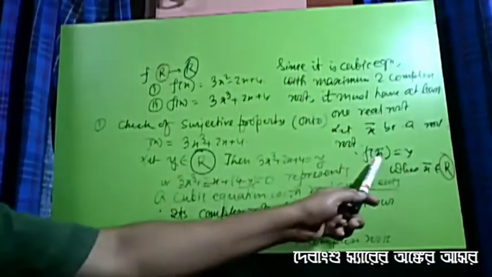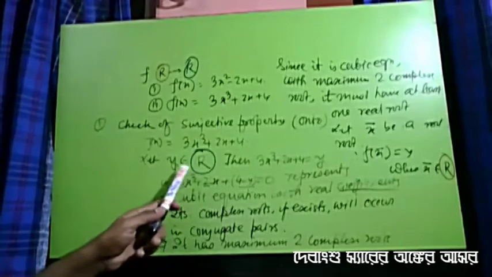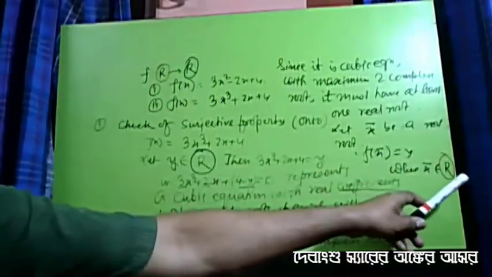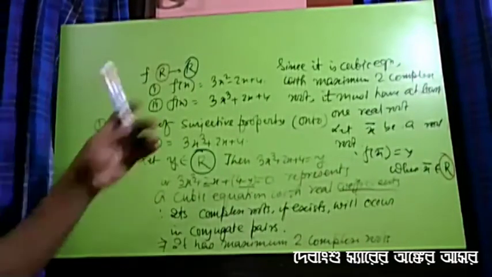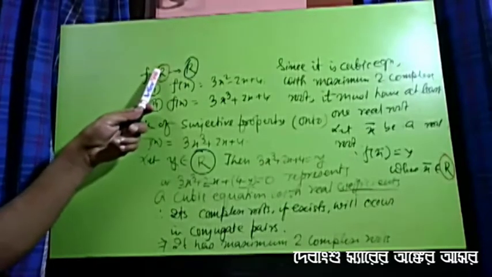A real root x bar, where f of x bar is equal to y and x bar is in R. So see, we considered an element y from this blue R, and we found an element x bar in red R whose image is y. That establishes that for all y belongs to R, there is an x bar in R whose image is y. That means the mapping is surjective.